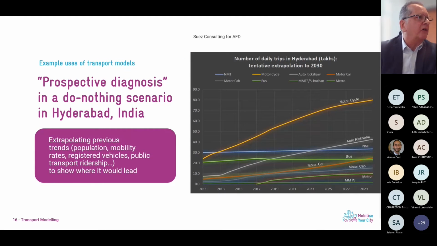Some examples of the use of transport models. Sometimes it is used for what we call prospective diagnosis, meaning trying to find what would happen in a do-nothing scenario. For example, here it's an exercise we made in Hyderabad in India, trying to extrapolate previous trends just to see and to show what would happen if nothing was done, and where it would lead. This was based on a very simplified model, actually. It's just a spreadsheet extrapolating the trends. But it's already a model.